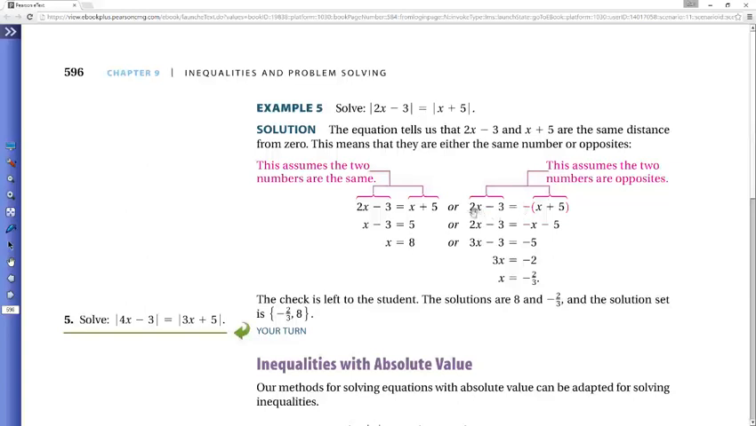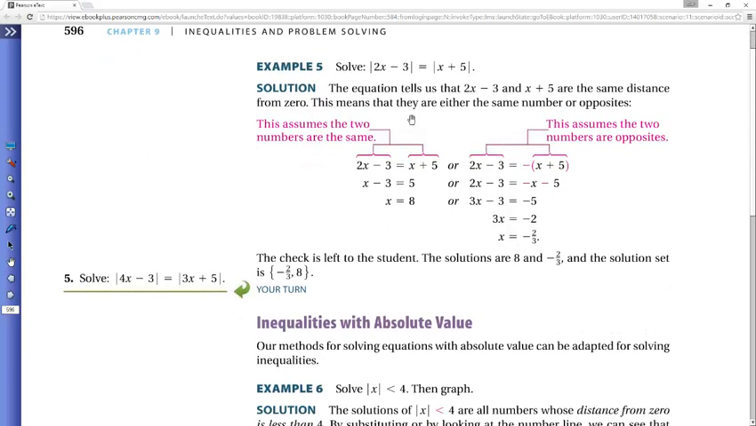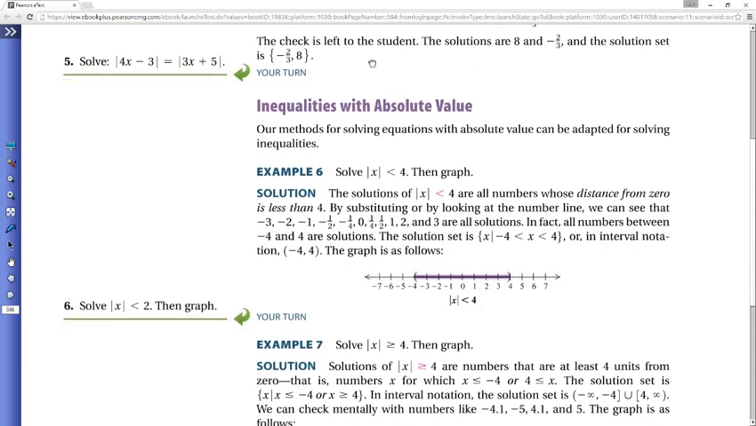But if I assume that this is equal to the opposite of the other one, then I take the negative of that, make sure you distribute that negative, and I get this right here. Solve that and I get x equals negative 2/3. So what I think is the solution to this is 8 and negative 2/3. I can put it back in the original and check and see. That'll work in this case.